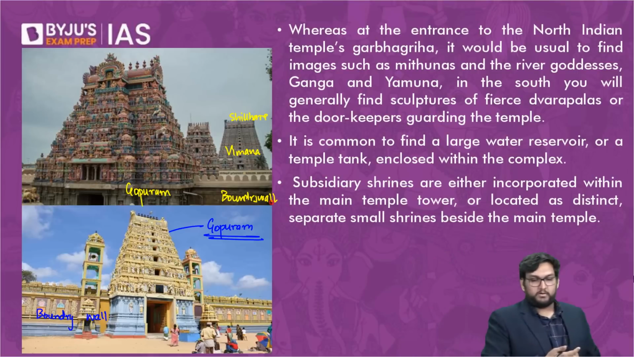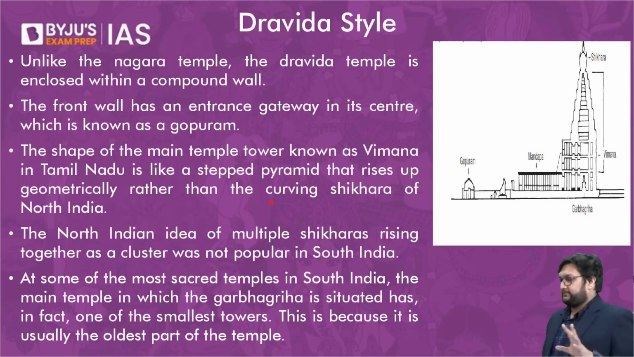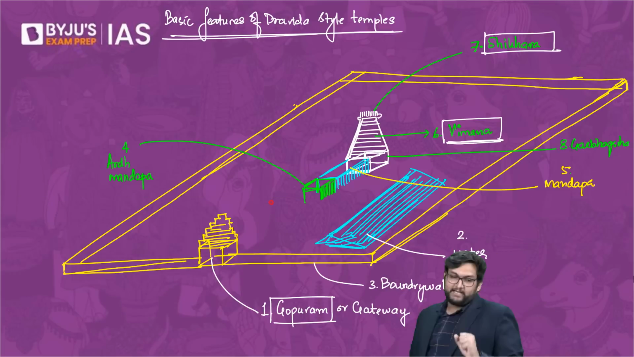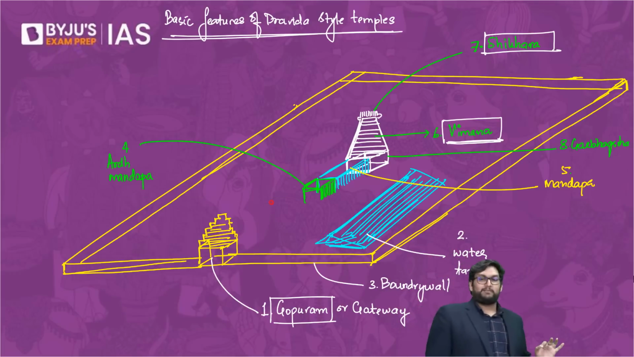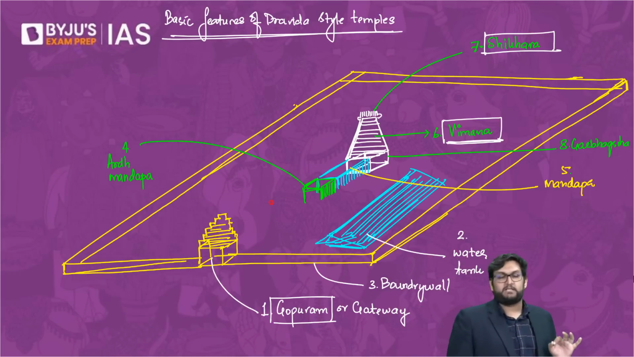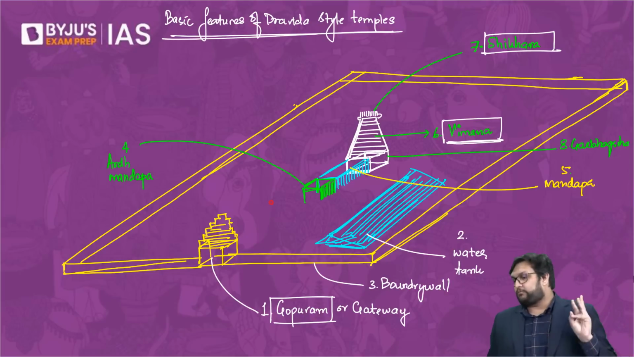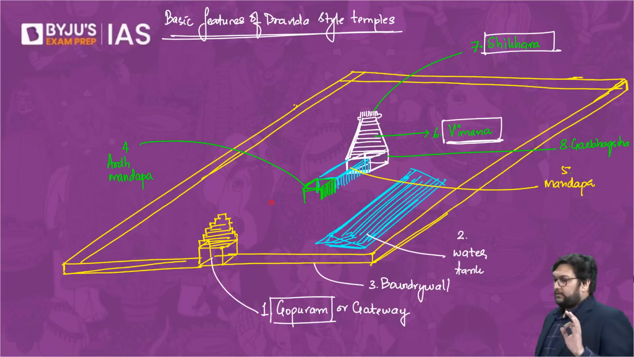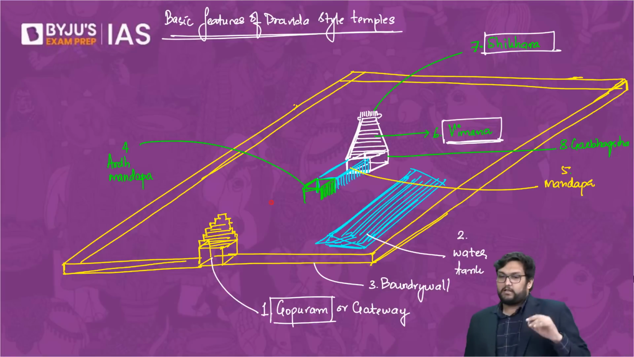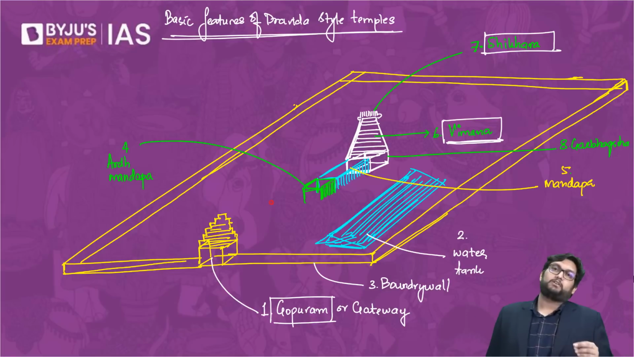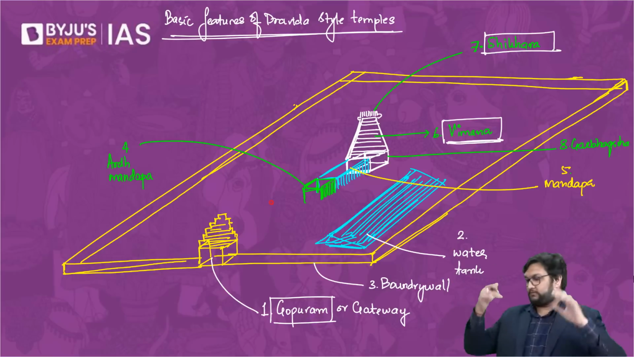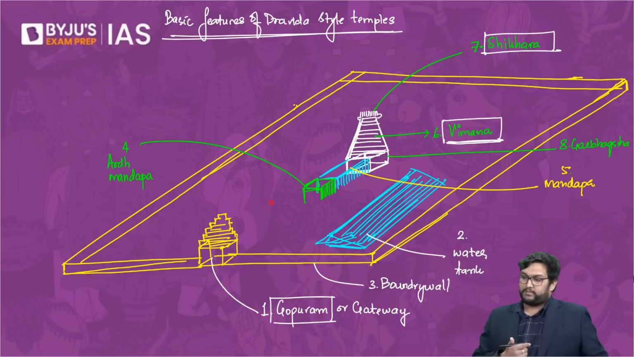So here the structure actually changes. There are 8 points on the screen. Anybody has any issue in this? Because they need to add 3 more additional points. No issues? Viman is called Shikhar in North India. Viman is just the tower. That's it.